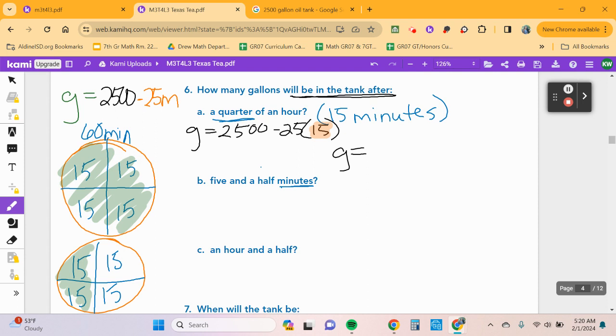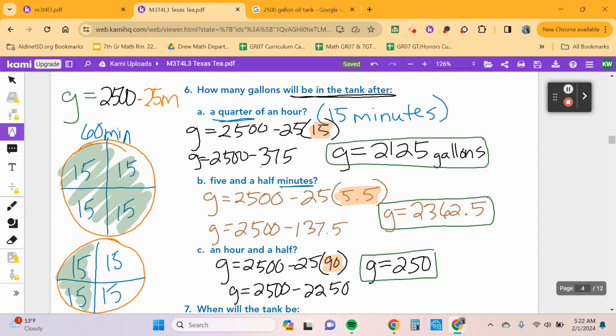Alrighty, now that you've had time to work, let's compare our answers. For 6A, notice I solved step by step. So I first solved 25 times 15 and then got 375. And then my second step, I subtracted 2,500 minus 375 and got 2,125 gallons. And I boxed it in green.